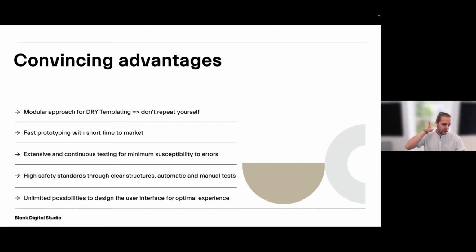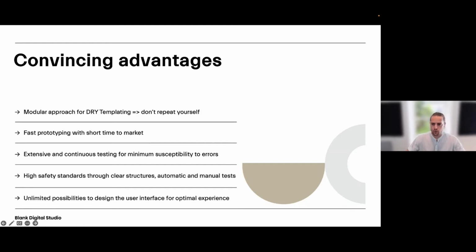What is the big advantage of this process? Where we will dive into the live session right now is DRY templating, which means that we don't have to repeat ourselves. So we have a clear structure where we create modules that we can use in a lot of different situations again and again. So we have a compressed code base, so to speak. We have fast prototyping with short time to market.